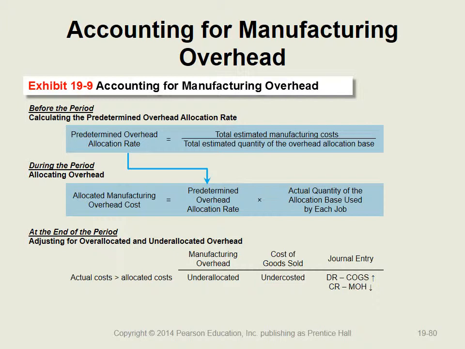If actual manufacturing overhead costs were greater than allocated manufacturing overhead costs, manufacturing overhead is considered underallocated and the cost of goods sold is undercosted. To close manufacturing overhead, cost of goods sold is increased with a debit and manufacturing overhead is decreased with a credit. If actual manufacturing overhead costs were less than allocated manufacturing overhead costs, manufacturing overhead is overallocated and cost of goods sold is overcosted. To close manufacturing overhead in this case, manufacturing overhead is increased with a debit and cost of goods sold is decreased with a credit.